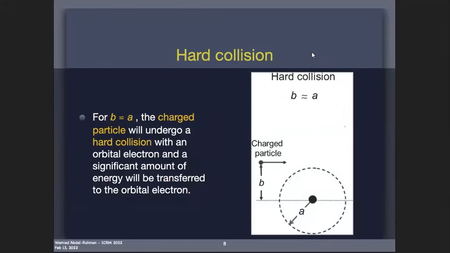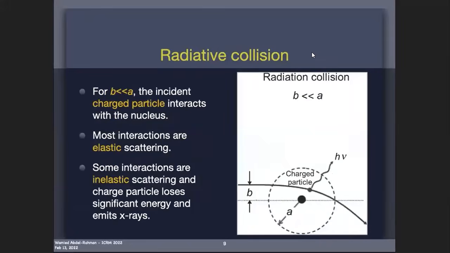And the third, radiative collisions, that's when the impact parameter of the charged particle with the atom is much smaller than the radius or the size of the atom. And essentially, the charged particle then will interact with the nucleus. In most cases, the interactions are elastic scattering, but about 1% of these interactions are inelastic, where the charged particle emits a photon.